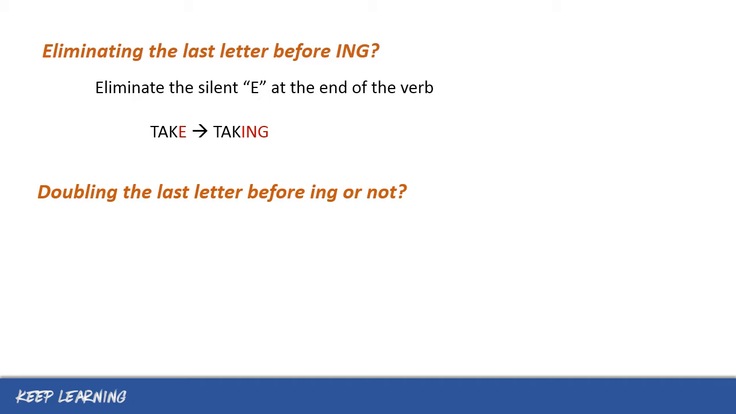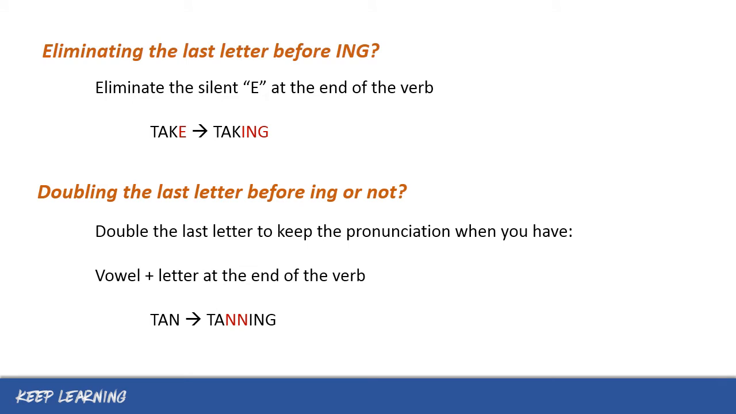Sometimes you can see that the last letter of the word or the verb is doubled when you have the ing form, right? How do you do that, or why do you do this? Well, you do this to avoid a change in the pronunciation of the word, and this happens when you have a vowel and a letter at the end of the verb. Vowel and letter. For example, the verb tan. Tan is the verb broncear in Spanish, tan. And if you're going to say bronceando, well, you have to do tanning.